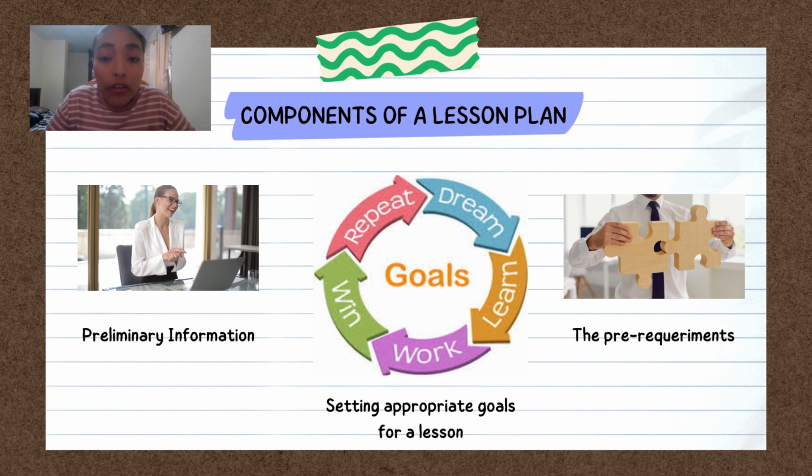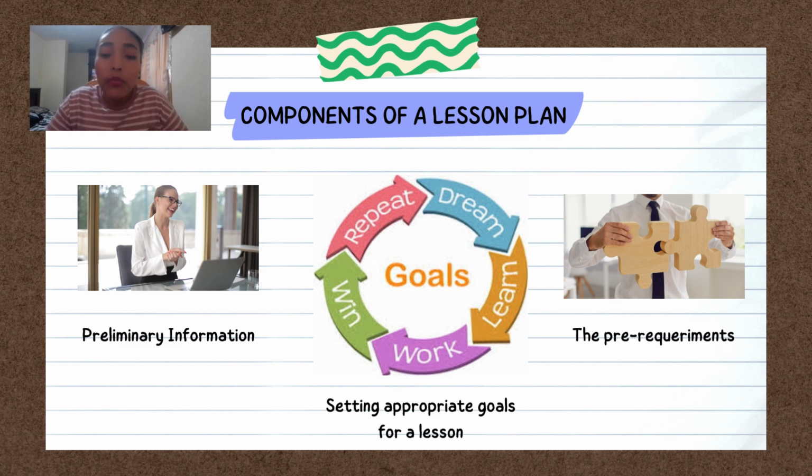1. Preliminary information. 2. Choose appropriate goals for a lesson. 3. The pre-requirements. 1. Preliminary information. In this section, describe the general information of the plan, setting the boundaries of the plan. It should include the skill level of the students, a specific topic of the lesson, name of the teacher, methodology used, and other data according to school standards.